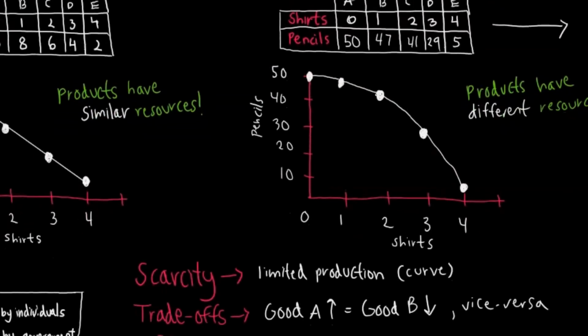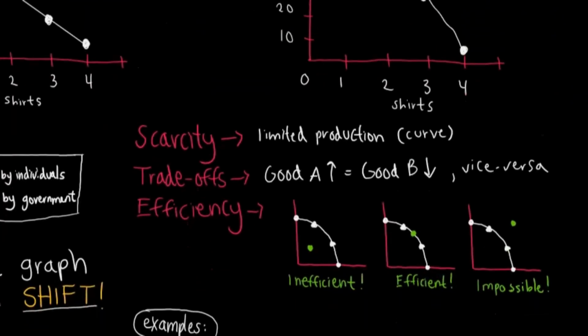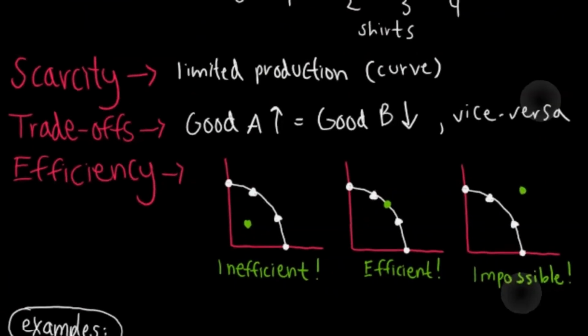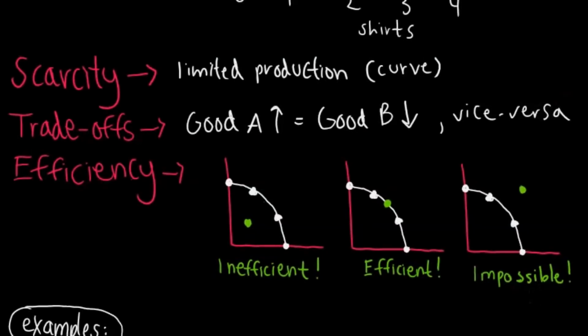Then there's also trade-offs. Pretty simple here, right? You can see in the example up here, when shirts go up, pencils go down, and vice versa. So good A going up means good B will be going down because there's opportunity cost there.